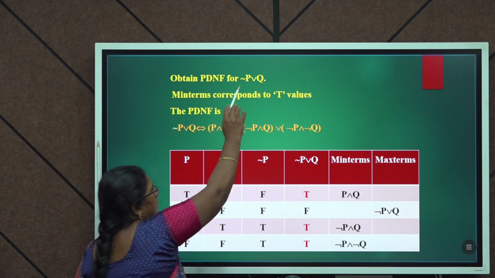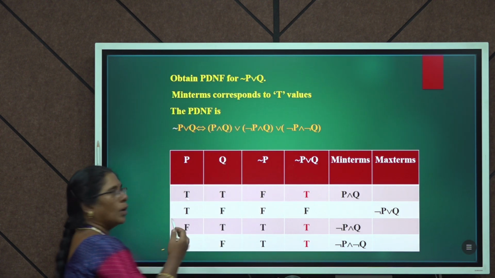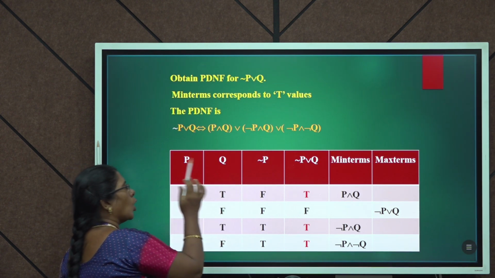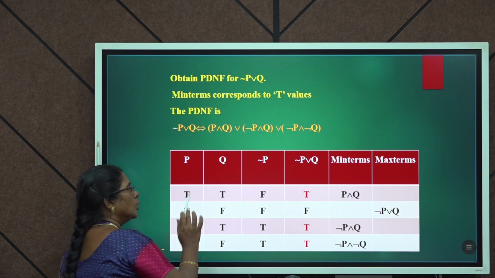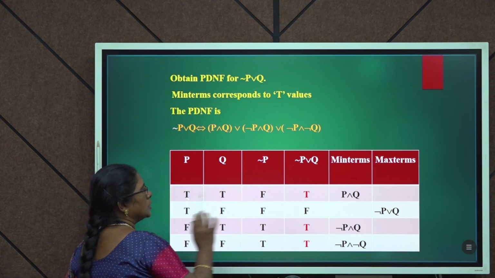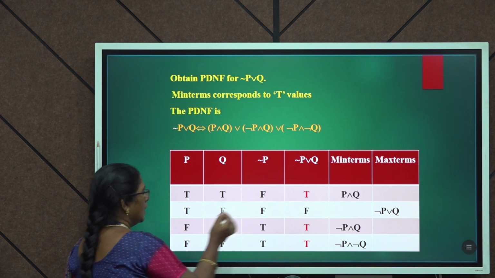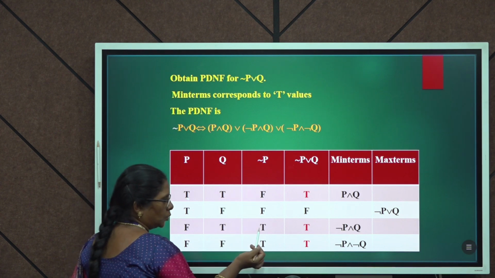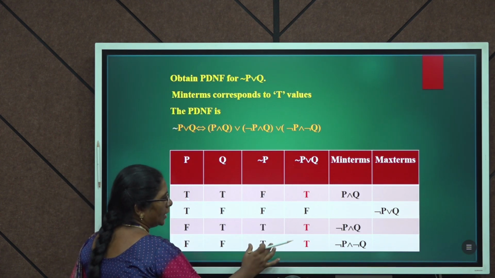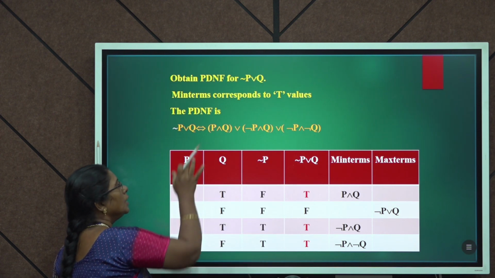Then the statement formula contains negation P, so let us write negation P. Negation P contains the truth value which is opposite to the truth value of P. If P is true, negation P will be false. Here it is true and it is false; here it is true, so it is also false. Here P is false, but negation P is true, and here P is false, so negation P is true. So this is a way to write negation P: it contains the truth values opposite to those of P.